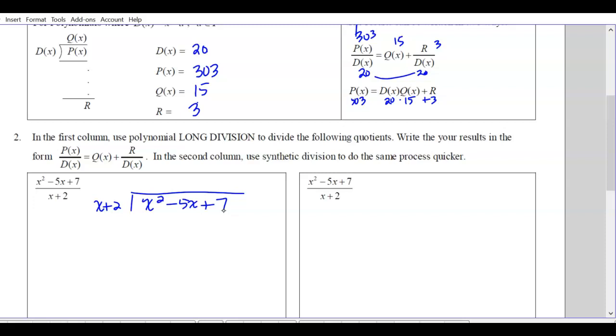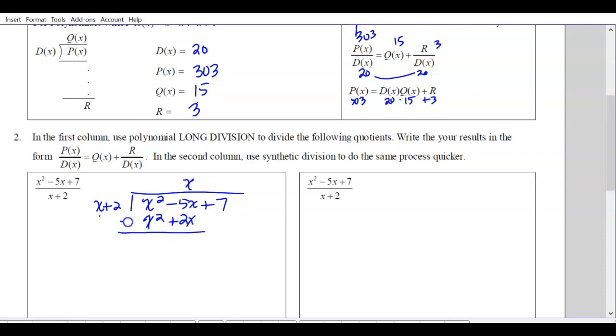Okay, so now we only look at the first term. So first term is x. This first term is x squared. So x squared divided by x is x. That's what goes up top. Now, when I do this, I actually like to line up the x terms, but it doesn't matter where you put them. So just like we did with the number question, once we figured out approximately how many times, then we multiply this back with the divisor. So what's x times x plus 2? It's x squared plus 2x.